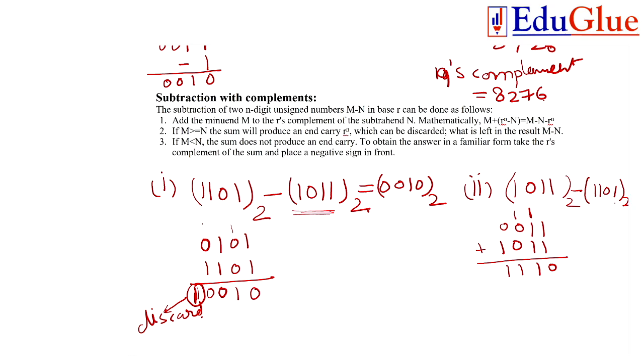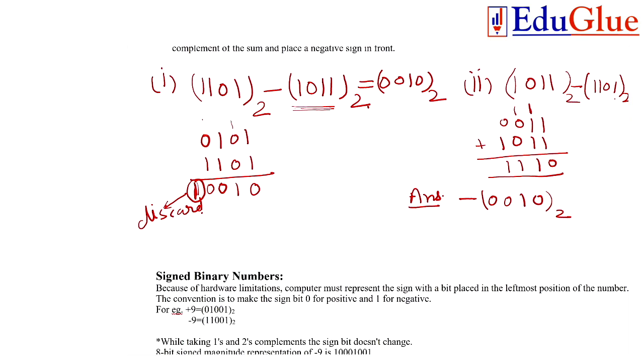Since there is no carry, what we will do is take back the 2's complement of the answer. It will be 0, 0, 1, 0 base 2, and put a negative sign before it. So this is going to be your answer. We need to take a few more examples for decimal numbers also. Here we have done it for binary itself. In the next lecture, we will continue the same procedure for decimal numbers. Thank you.